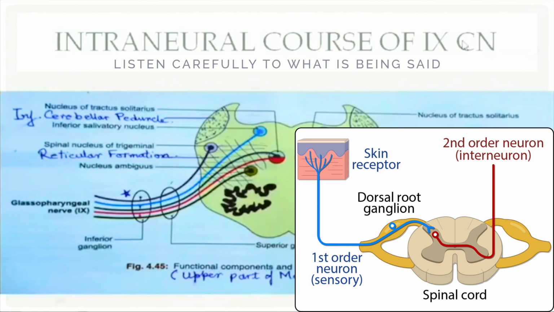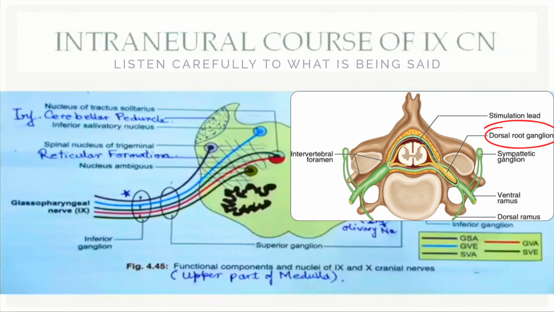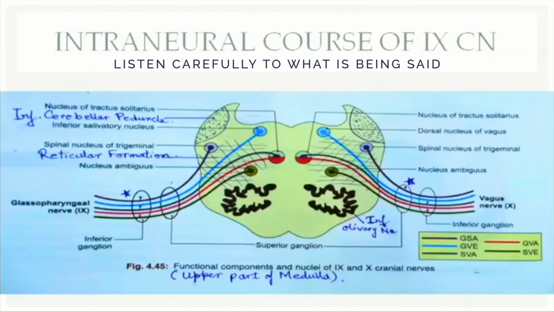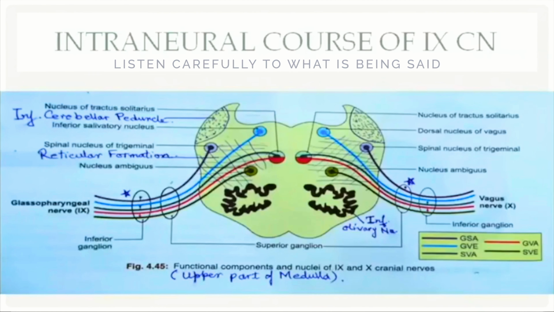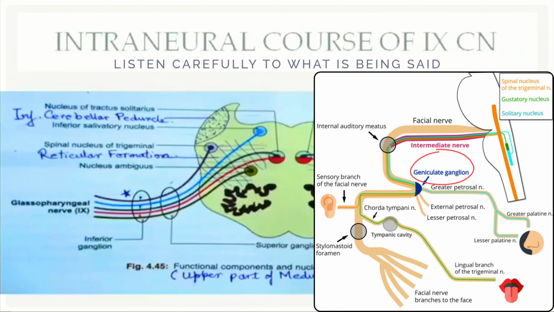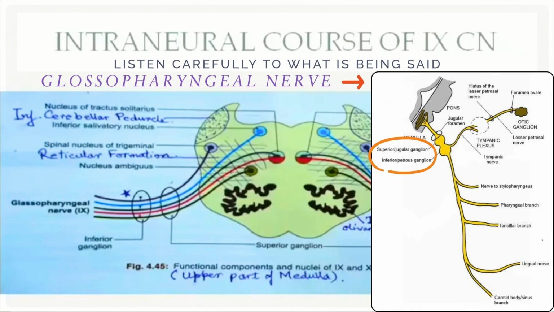The cytons will lie outside the CNS, and that collection of cytons is called a ganglion. And this ganglion will be homologous to the DRG of the spinal nerves, dorsal root ganglion. It's a sensory ganglion, and this also will be homologous to trigeminal ganglion, the Gasserian ganglion. It will be homologous, the same as geniculate ganglion of the facial nerve, that also is a sensory ganglion. So remember, the inferior as well as the superior ganglion of the glossopharyngeal nerve is a sensory ganglion, and it is the same with the rest of the afferent functioning columns.